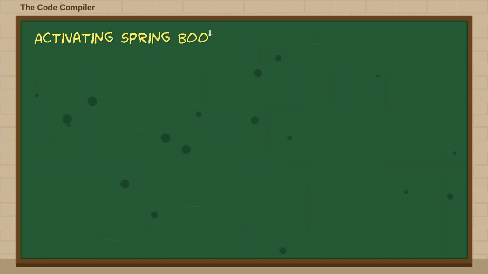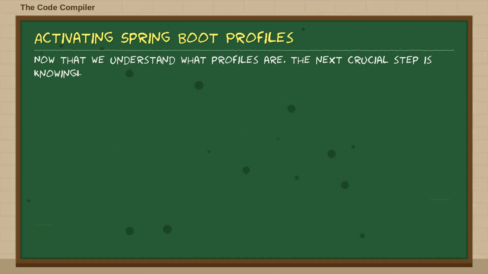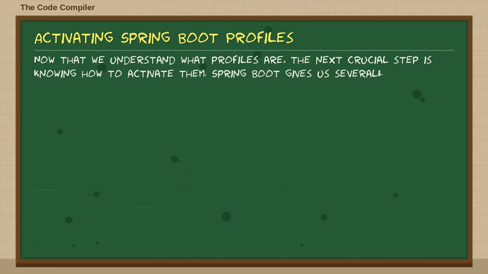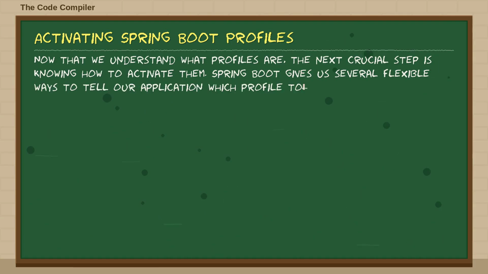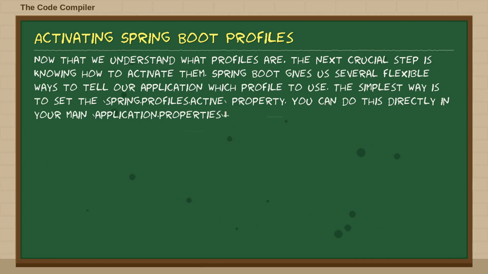Now that we understand what profiles are, the next crucial step is knowing how to activate them. Spring Boot gives us several flexible ways to tell our application which profile to use. The simplest way is to set the spring.profiles.active property. You can do this directly in your main application.properties file.